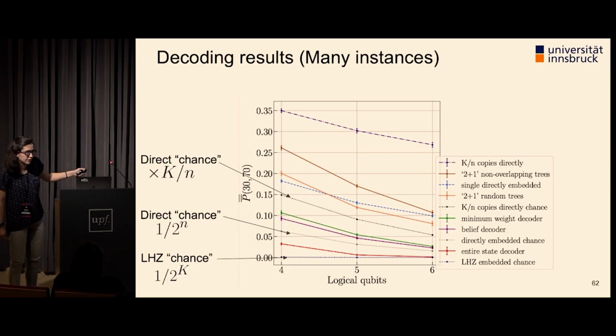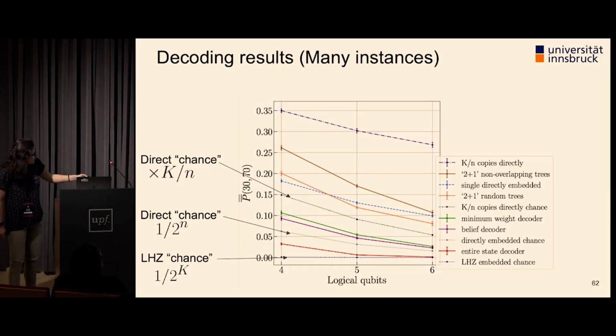So this represents the direct chance on the directly embedded number of qubits times k over n copies. So that's the same number of qubits as would be used for the LHZ embedding. And we can see that the belief propagation and minimum weight decoder are outperforming this. But we do find that our spanning tree decoders do outperform this. So this is the first sign that we are doing something really useful with our decoding methods.